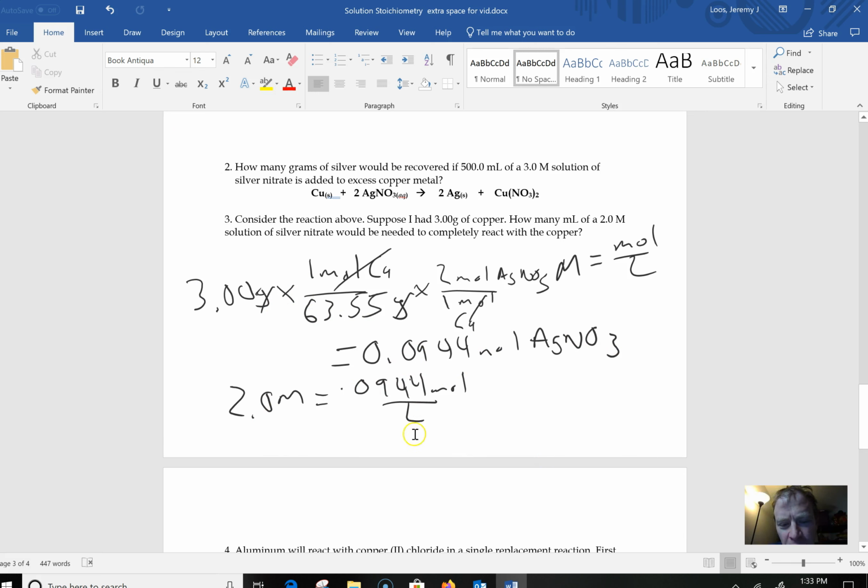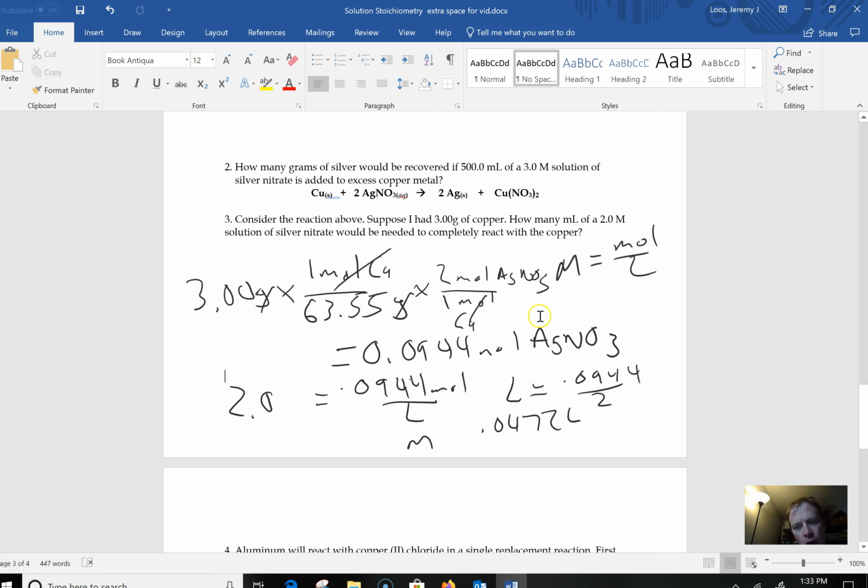There is a little trick of algebra here: when you have an unknown in the denominator like this, you can switch these two things. So I'm going to switch the unknown and the 2, so liters equals 0.0994 divided by 2. And so it ends up being about 0.0497. Now that would be liters. And the question, I believe, asked me for milliliters.